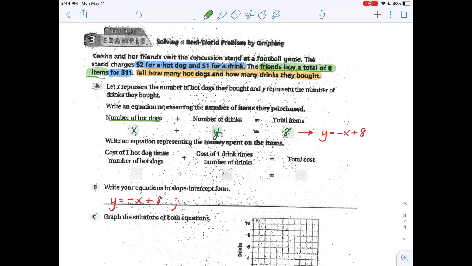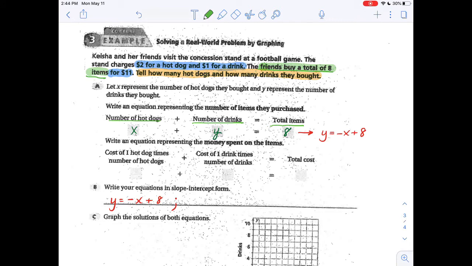I'm not sure how many hot dogs they're going to get, so I'm just going to call that X. I can call it whatever I want. If I want that to be the drinks, I could. I'm just going to make my hot dogs X. And then the number of drinks, I don't know how many there are, that's going to be my Y. So I've got my two different variables. How many things did they end up buying? A total of 8 items.